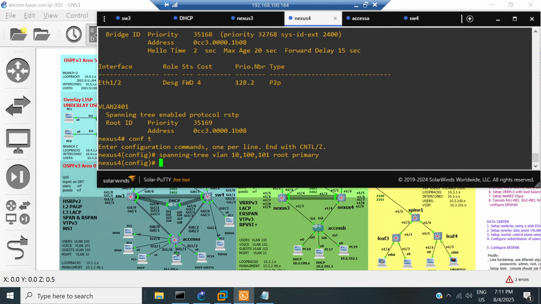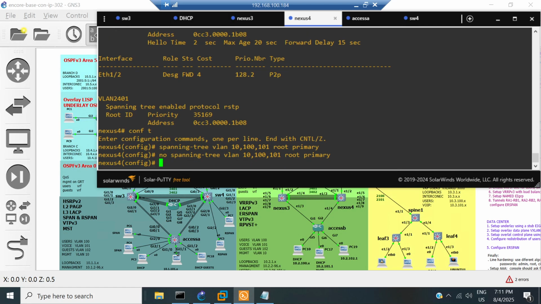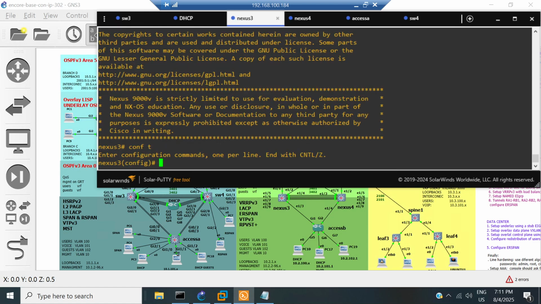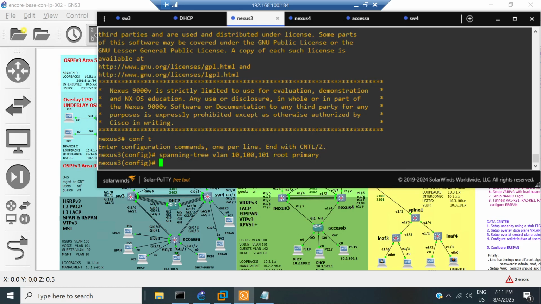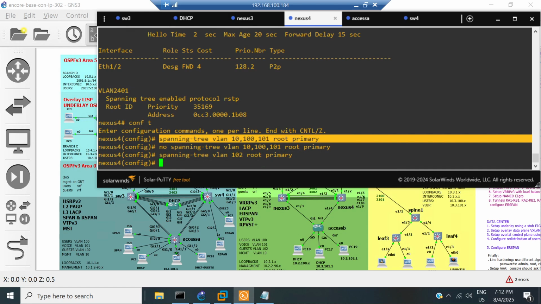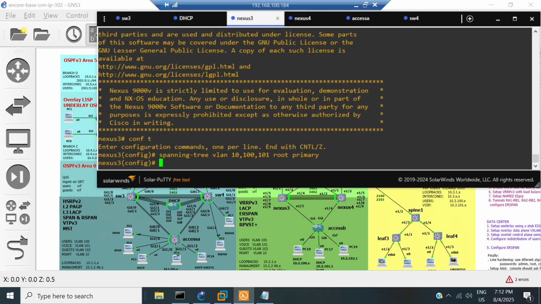And Nexus, no, sorry, I'm configuring Nexus 4. I want to enter this in Nexus 3. So Nexus 3 will be my root switch for VLAN 10, 100, and 101. And for VLAN 102, this will be the primary root. Now, let's configure this as the backup for VLAN 102. This will be root secondary.